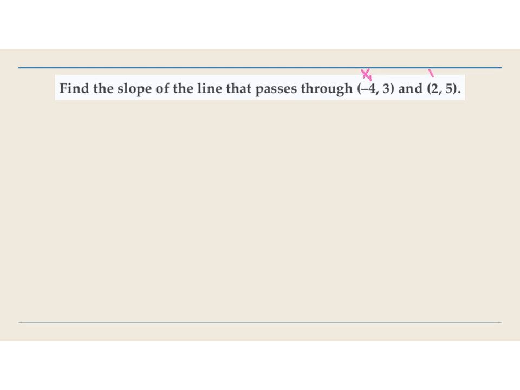2. Perfect, this is our x2. What's our y1? 3. 5. And then what's our y2? 5. 5. So now we plug everything into our formula. So we have y2 minus y1 over x2 minus x1.